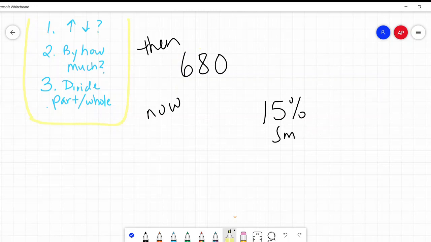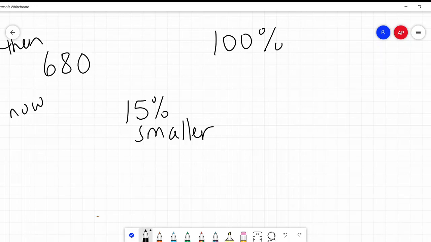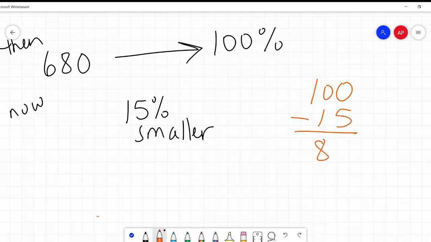Everyone else, let's look at this a little differently. We're going to slide this over, and we're not going to be looking at that, because we're going to do things a little differently here. For these types of problems, it's more helpful to think about when we're saying percent smaller, percent bigger, percent increase. This one right here, 15% smaller. 680 is our 100%. What is 15% smaller than 100%? It's just 100 minus 15, or 85%.